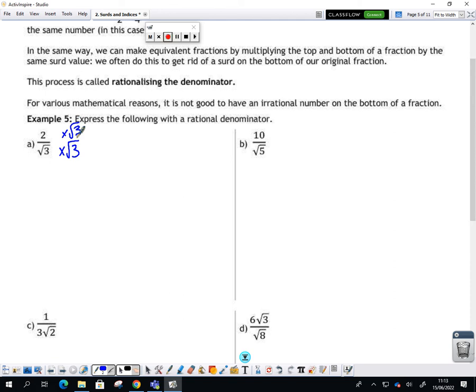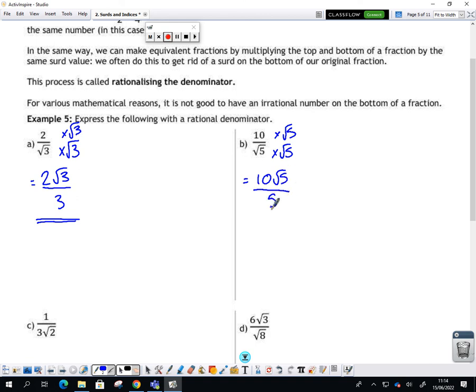So times top and bottom by root 3, we will get 2 root 3 on the top when multiplying those two, and this is where our multiplication of the same surd comes in very handy. So root 3 times root 3 gives us a singular number of 3. So 2 root 3 over 3 is 2 over root 3 expressed with a rational denominator. Similarly for question B, multiply top and bottom of the fraction by root 5. That will give us 10 root 5 over 5.